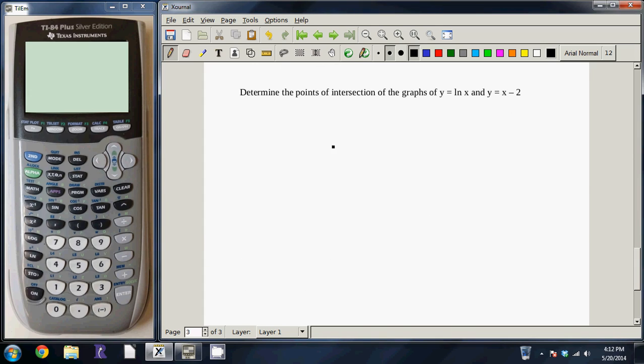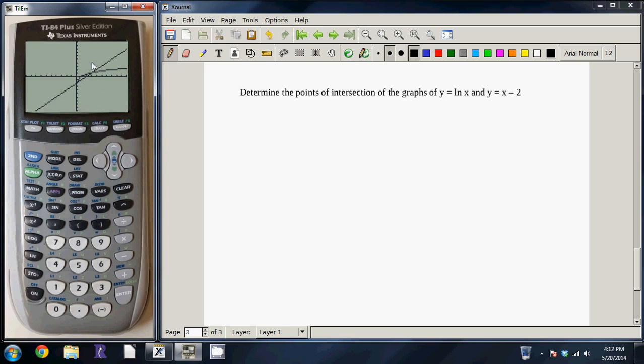Determine the points of intersection of the graphs y equals ln x and y equals x minus 2. Let's go ahead and plug those in: ln x, and x minus 2. Again, we'll look at our standard window from negative 10 to 10 on both axes. It looks like it hits right here, and we know it hits right here. So we have two possible points.